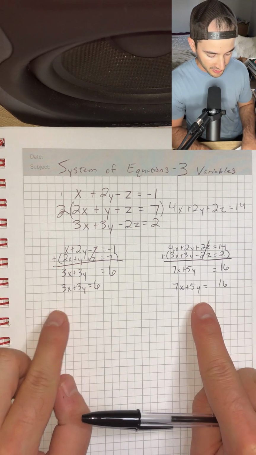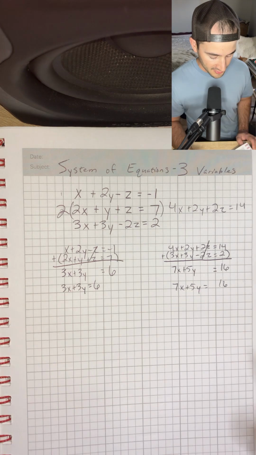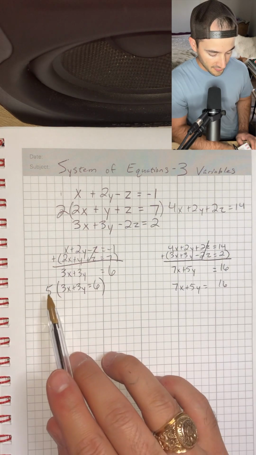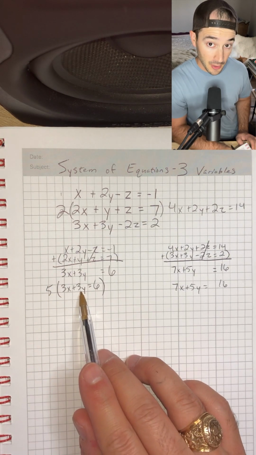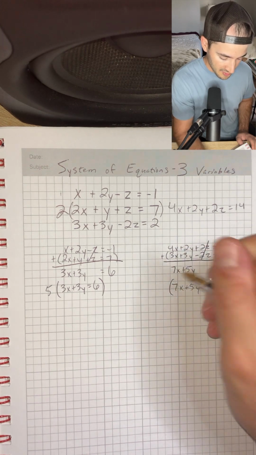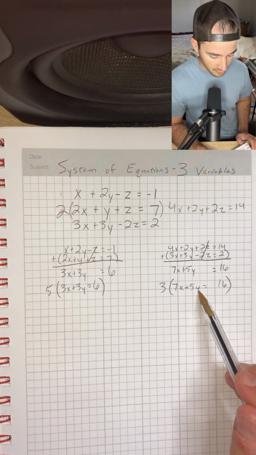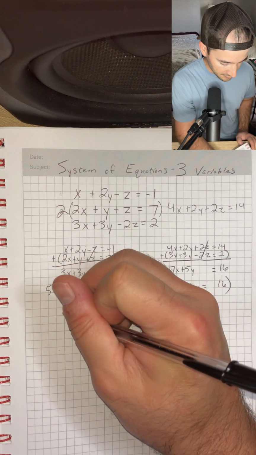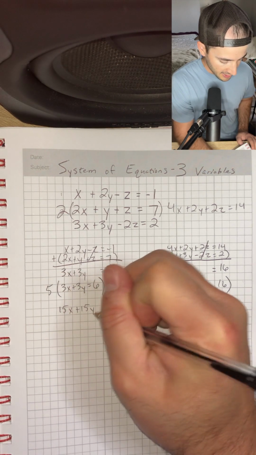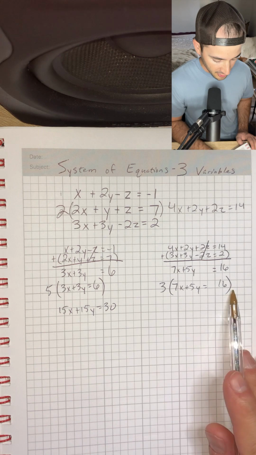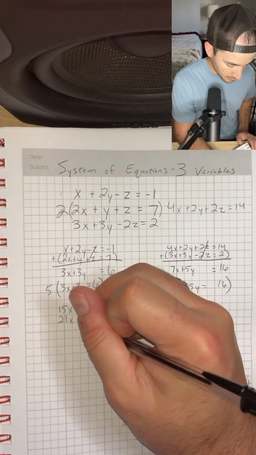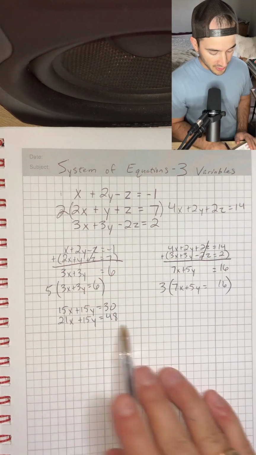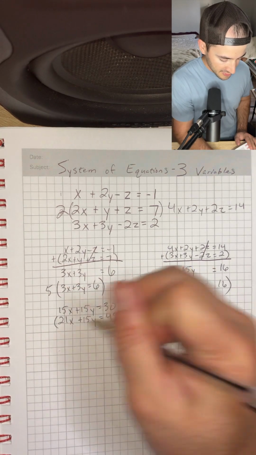So there's not a perfect way to get one of these variables to cancel out now, so we're going to have to find a common multiple. So we're going to multiply this first equation by 5, so that 5 times 3 ends up giving us a 15y. And then we're going to multiply the second equation by 3, so that the 3 times 5y gives us 15y. That way we can cancel that out. So for the first equation, that's going to give us 15x plus 15y is equal to 30. And for our second equation, that's going to give us 21x plus 15y is equal to 3 times 16, which is 48.